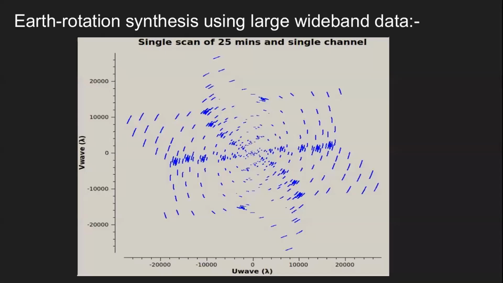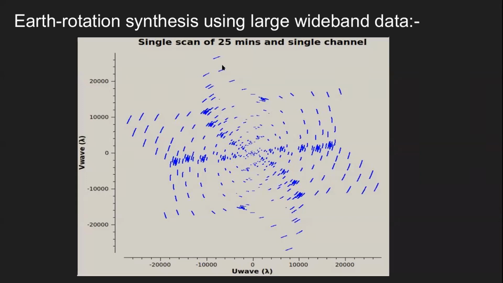Now let us try to understand earth rotation synthesis using the large wideband data. I have a wideband data set, and I generated this kind of plot. Let us try to understand what this looks like. Here I have plotted the u wave on the x-axis, and on the y-axis it is the v wave. I just plotted a single channel, that is at a single particular frequency, and I have plotted a single scan also. The scan length is 25 minutes. So you can see that there is a small arc corresponding to this 25 minutes observation.